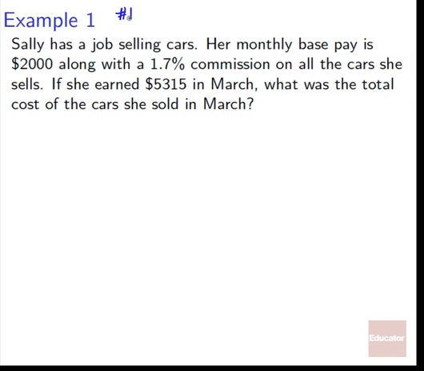Sally has a job selling cars. Her monthly base pay is $2,000 along with a 1.7% commission on all the cars she sells. If she earned $5,315 in March, what was the total cost of the cars she sold in March?